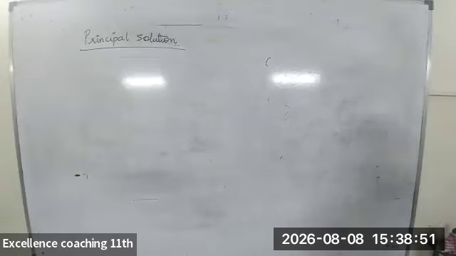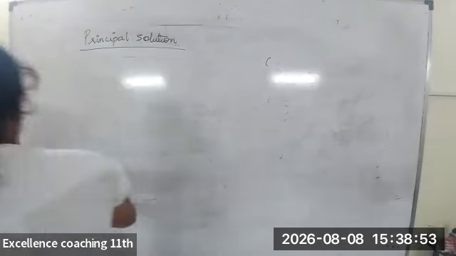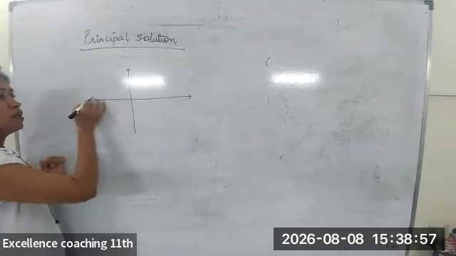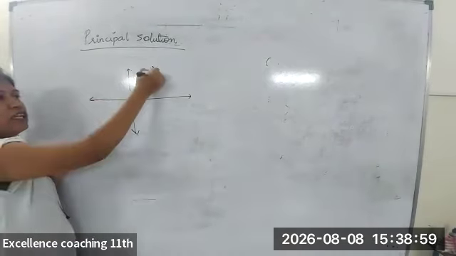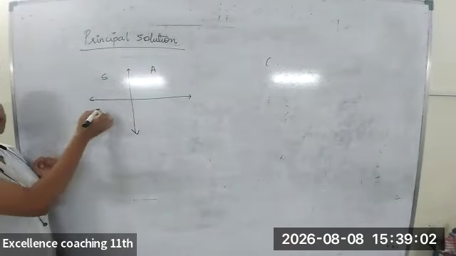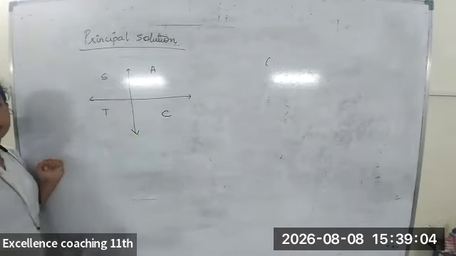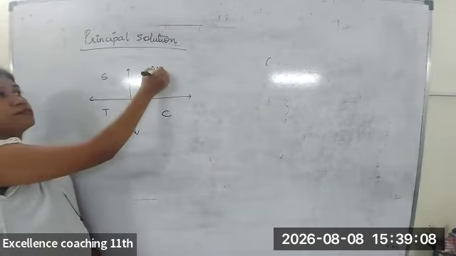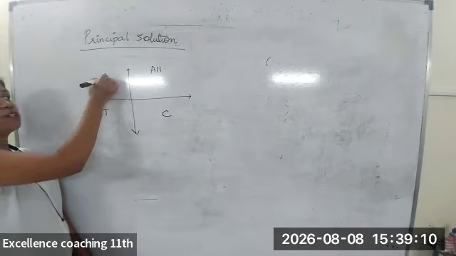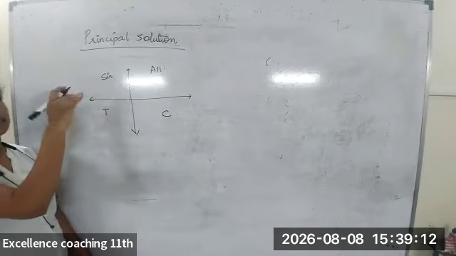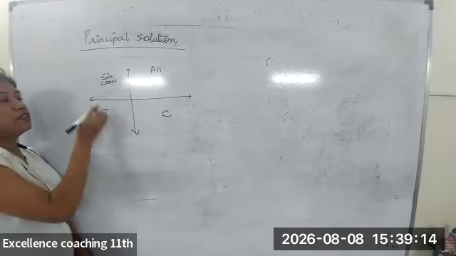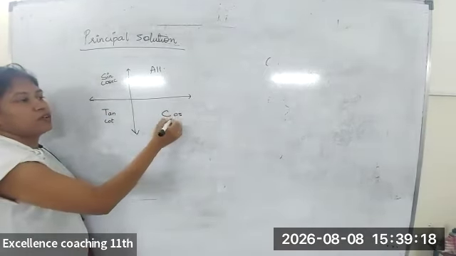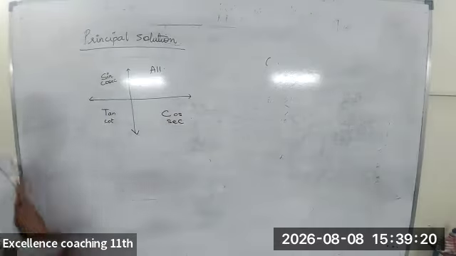That first we will revise the quadrant method. What we have learned: All Silver Tea Cups. Here all are positive. Here who is positive? Sine and cosec are positive. Here tan and cot are positive. Here cos and sec are positive.